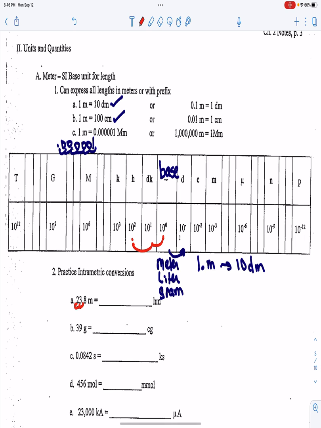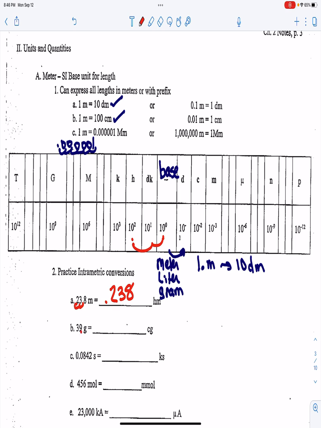1, 2. So that would become 0.238 hectometers. Okay. So next one, 39. Where is it understood that the decimal is on 39? It's understood to be behind the 9.